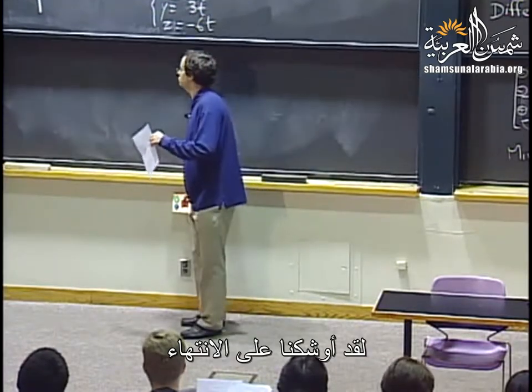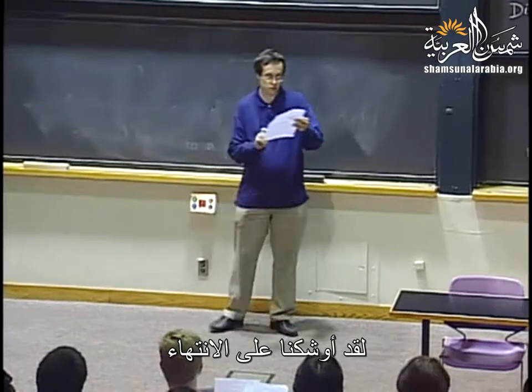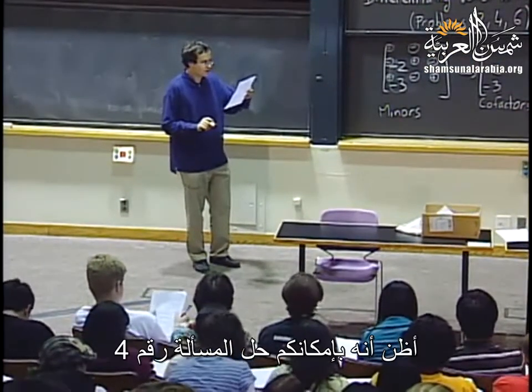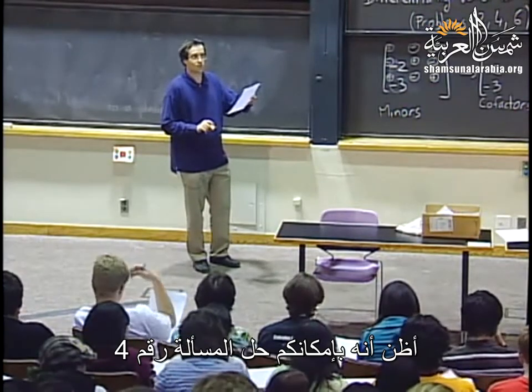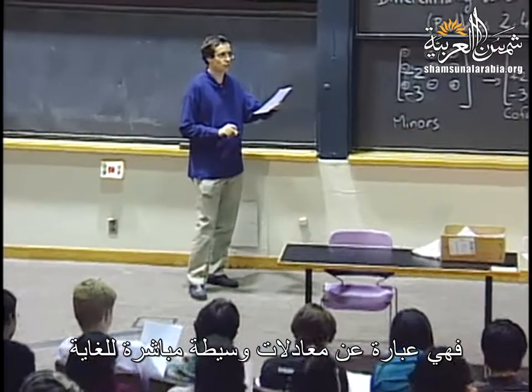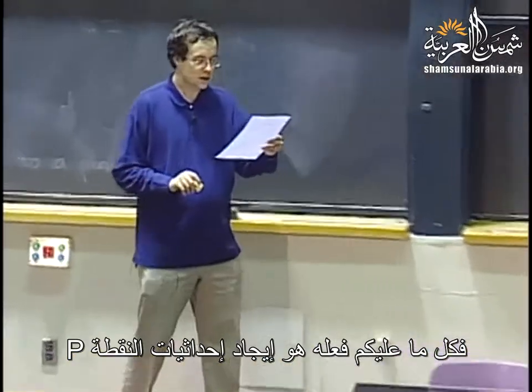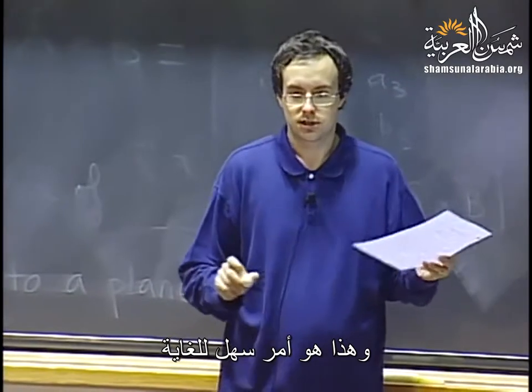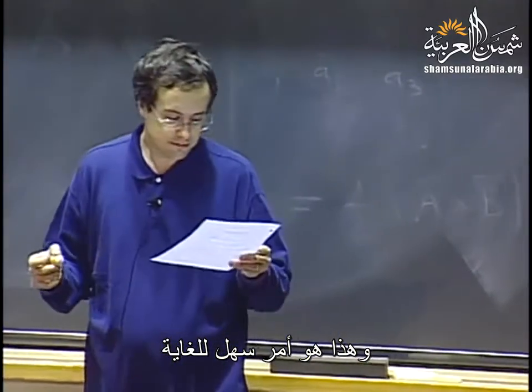It's almost time, so I think I need to jump ahead to other problems. Problem four, I think you can probably find for yourselves. It's a reasonably straightforward parametric equations problem. You just have to find the coordinates of that point P, and for that, it's very simple trig.